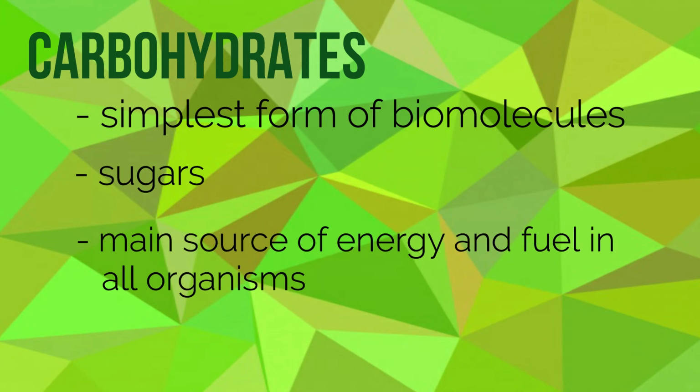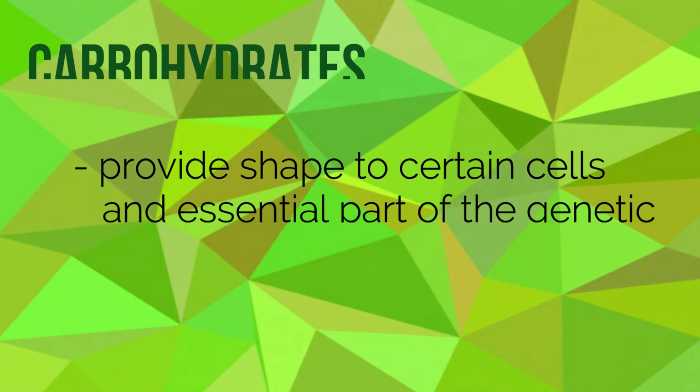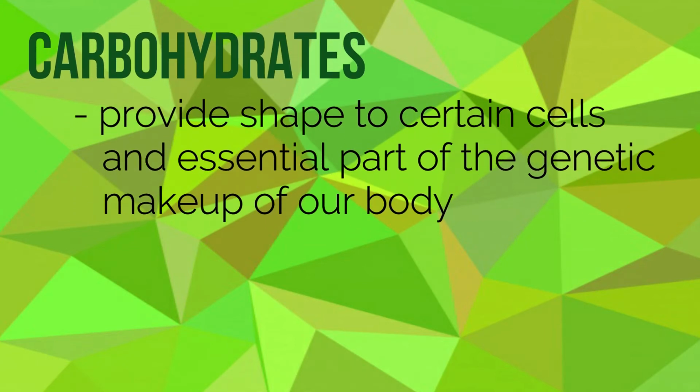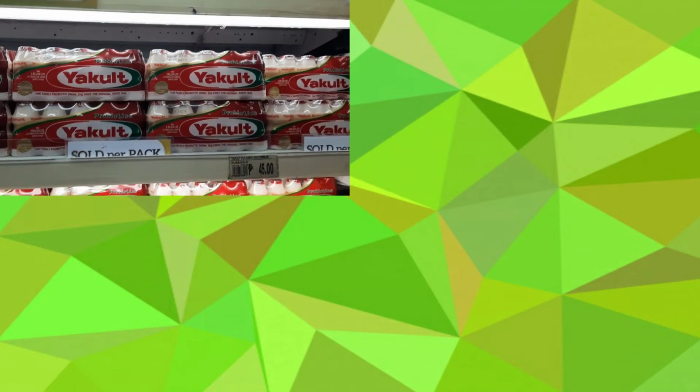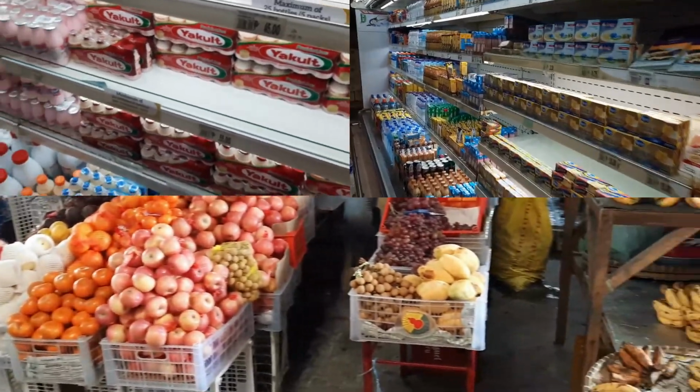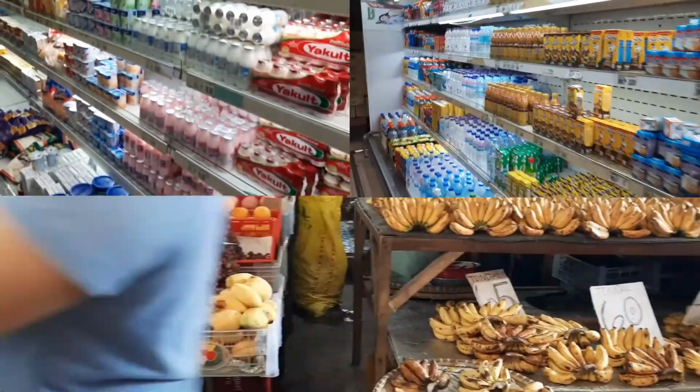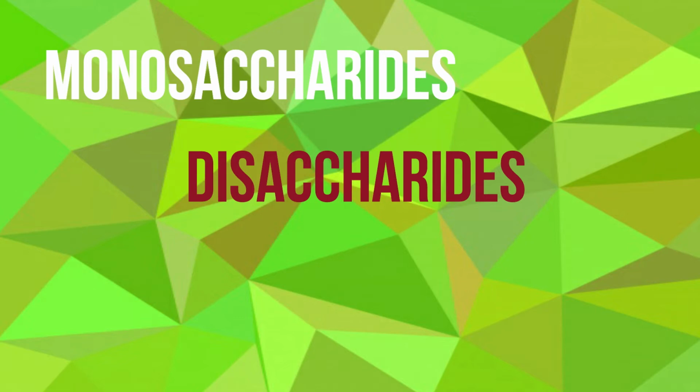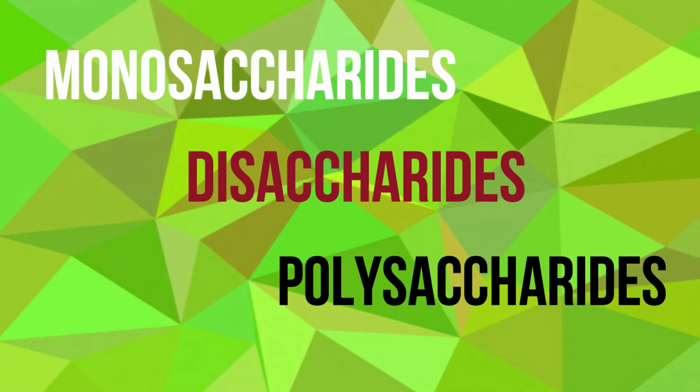Carbohydrates are the main source of energy and fuel in all organisms. They provide shape to certain cells and are an essential part of the genetic makeup of our body. They are present in all shapes and complexities. These biomolecules can be categorized as the following. They could be monosaccharides, disaccharides, or polysaccharides.